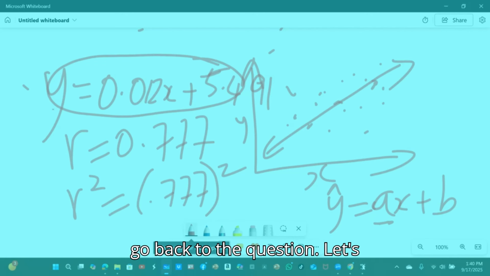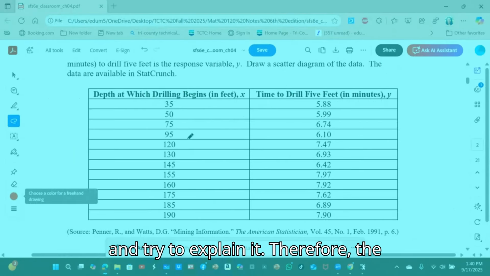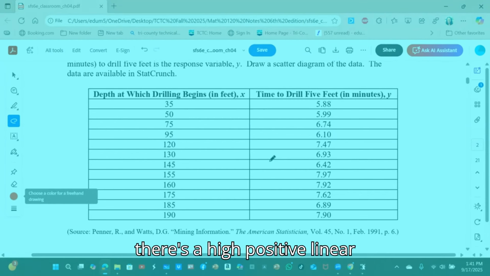So now we go back to the question. Let's go to that worksheet again and try to explain it. Therefore, the strength of relationship between the depth of drilling and the time to finish is high at 77.7%, almost 78%. So there's a high positive linear relationship between the two variables.